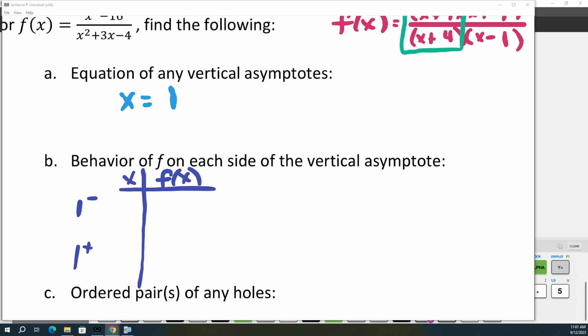So a number that's close to 1 on the left side is going to be a little bit smaller than 1, so I'm going to put in 0.9. And then on the right side of 1, it's a little bit bigger than 1, so I'm going to put in 1.1. All right. And I'm going to put this into the factored version. So this is a little bit of a repeat of what we did yesterday.